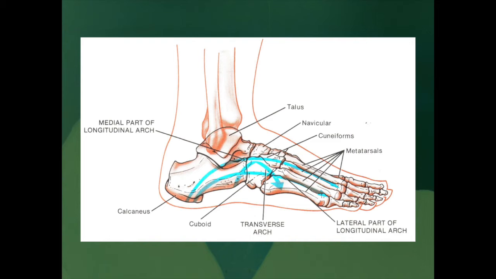Next, we have a lateral or outer part of the longitudinal arch. This also begins at the calcaneus. It rises to the cuboid and descends to the heads of the two lateral metatarsals. The cuboid is the keystone here, or the capstone of the arch.